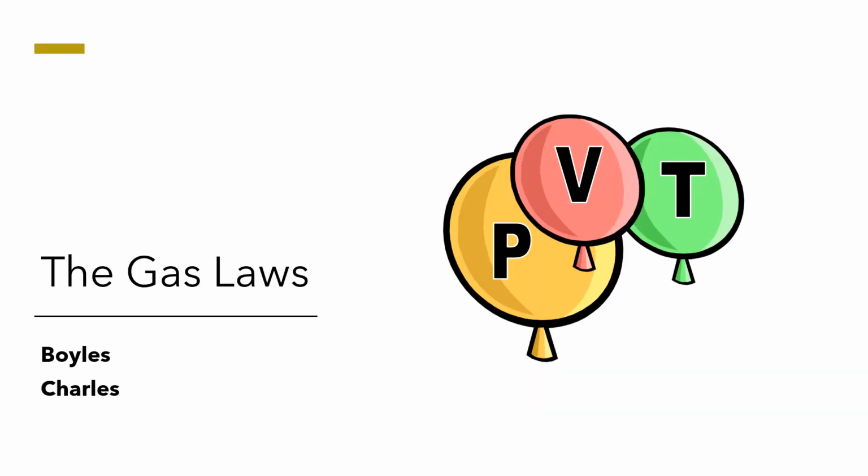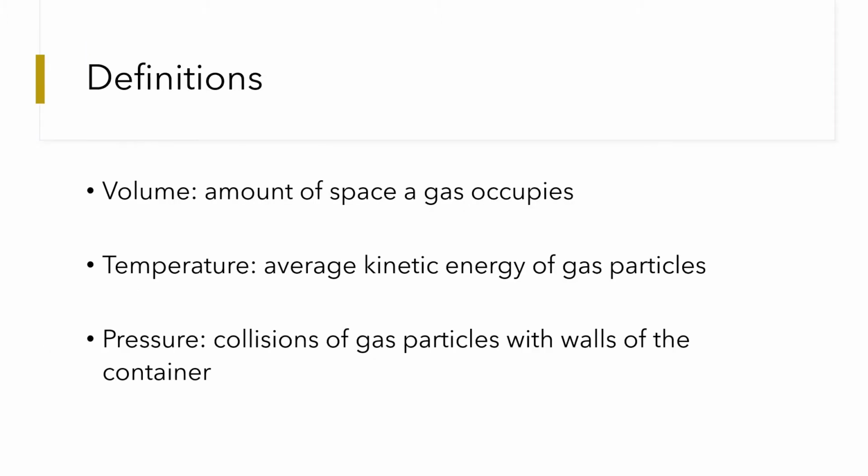With the conclusion of the kinetic molecular theory, let's dive into the gas laws. We're going to be covering Boyle's and Charles' law today. Before diving into the laws, let's make sure we know these 3 variables very well. The first one is volume. So volume is the amount of space a gas occupies.